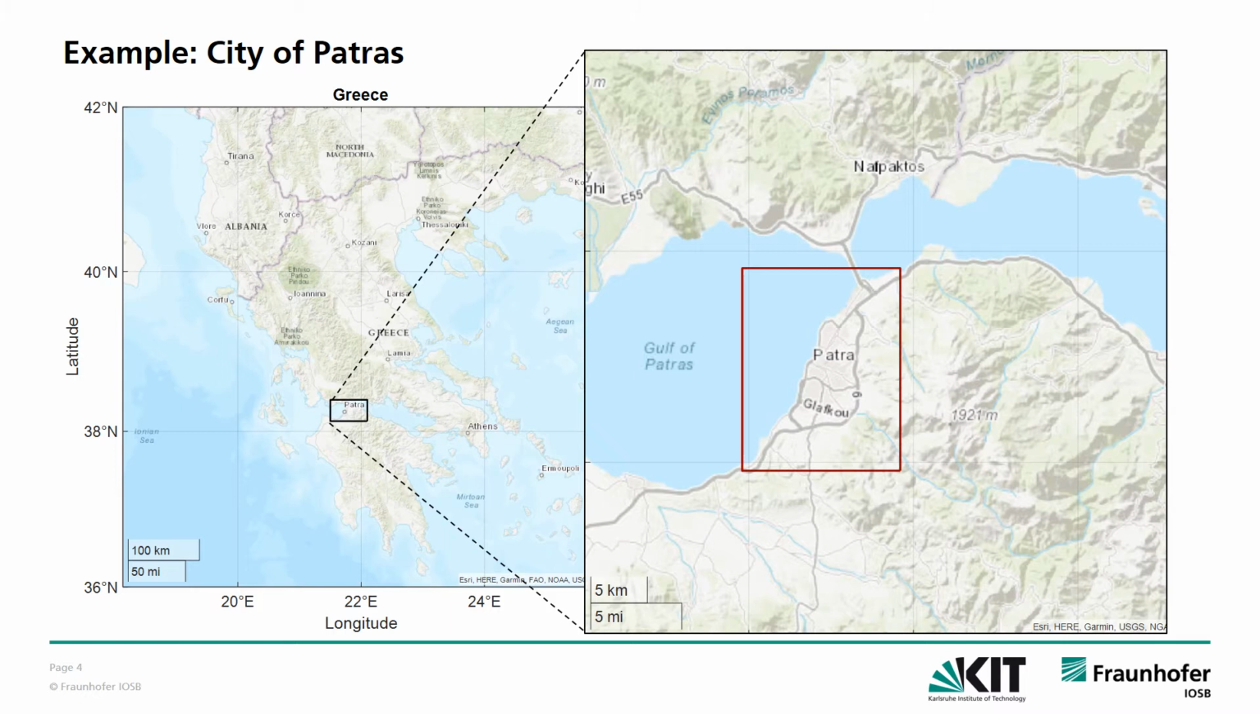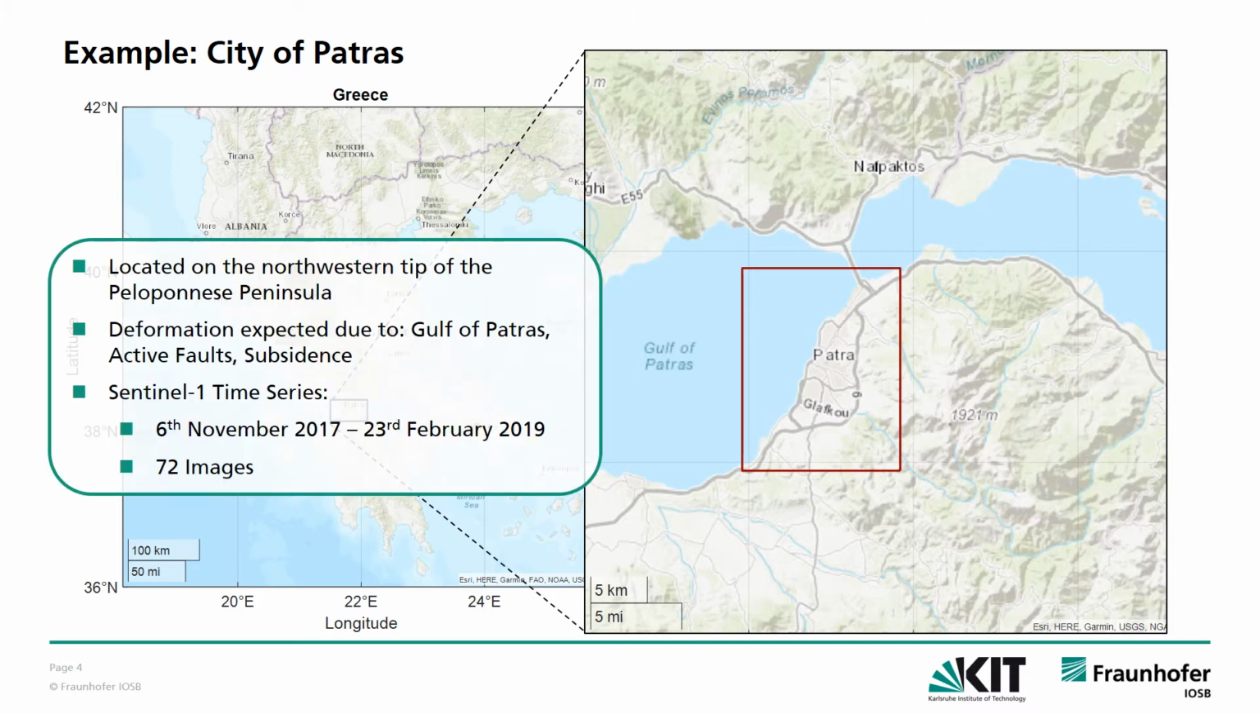The city of Patras is located in Greece, on the northwestern tip of the Peloponnese Peninsula. Deformation in this area is expected due to the Gulf of Patras, which is a half-graben, active faults cutting right through the city, and subsidence in various areas of the city. In order to monitor this deformation, we are using a Sentinel-1 time series consisting of 72 images. The time series covers the period from November 2017 to February 2019.